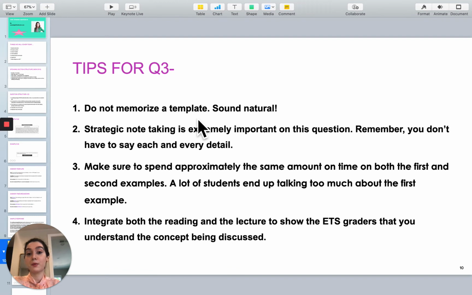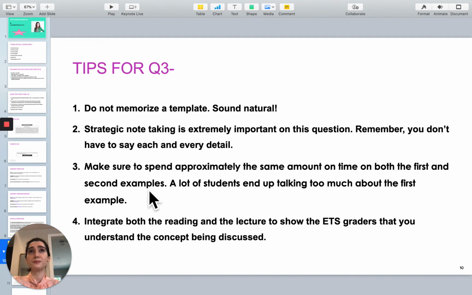Now, do not memorize the template. Sound natural. We already discussed that. Now, make sure to spend approximately the same amount of time on both the first and second examples. So we already discussed this as well, that a lot of students have that time management issue.